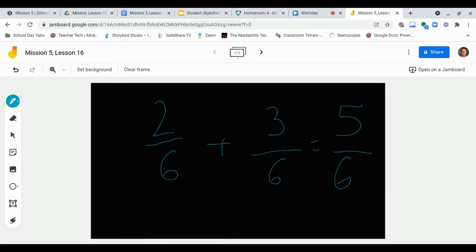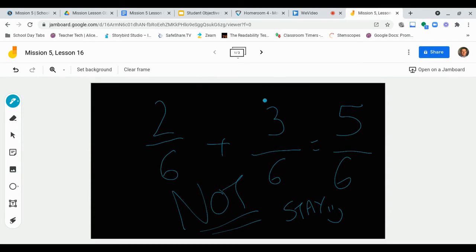So the key point here is when we're adding, as long as the denominators are the same, we just add the numerators, and the denominators stay the same. You do not add the denominators. Do not do it. You only add the numerators. The denominators stay the same. Okay, so again, it's like we're saying it's 2 apples plus 3 apples, that's 5 apples. You wouldn't say 2 apples plus 3 apples equals 5 bananas. No, you don't change the whole unit, the whole fruit.